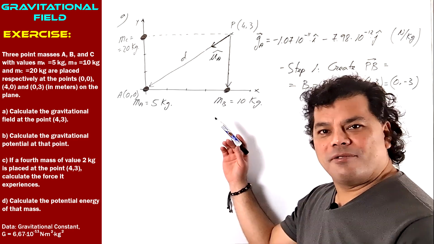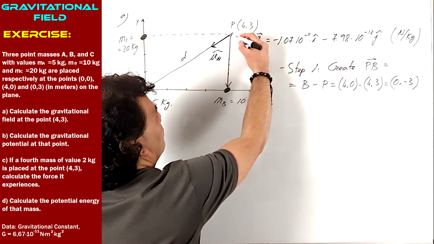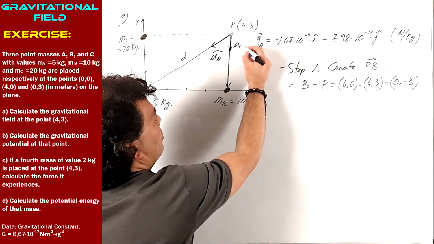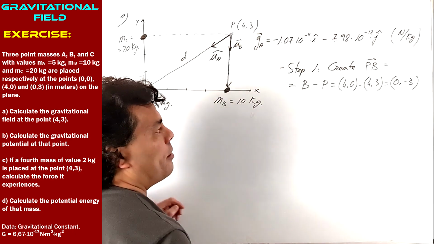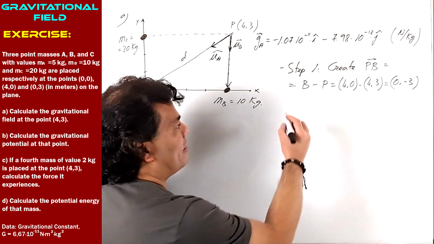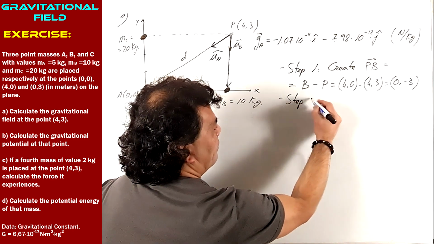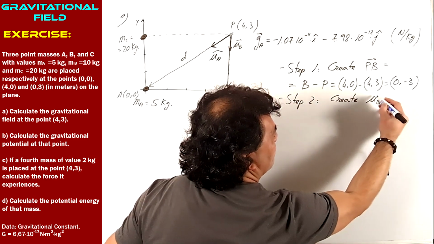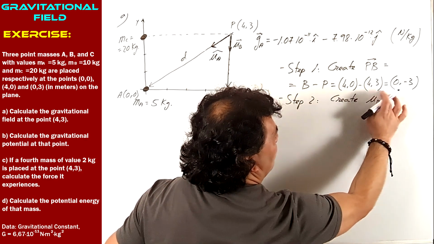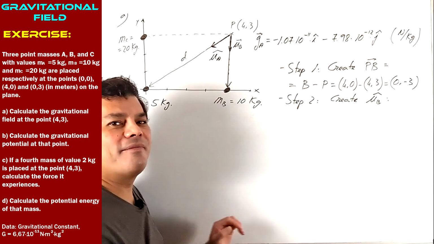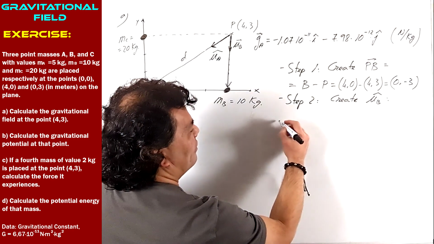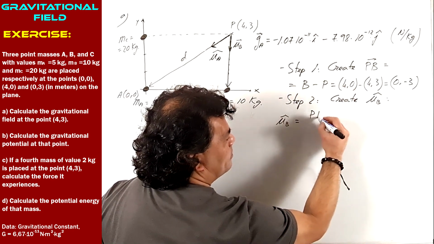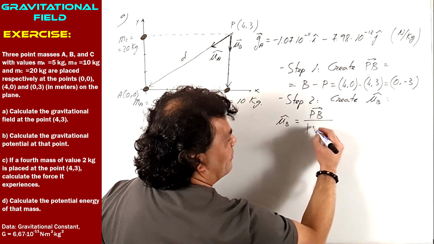There comes step number 2, where we are creating a unit vector, this little one, unit vector, that has the same orientation as PB, but with modulus 1. This will be step number 2. Create this unit vector, U sub B. And how are we doing? This is the symbol for unit vectors. How are we going to do it? Just by dividing vector PB by its modulus, its magnitude.